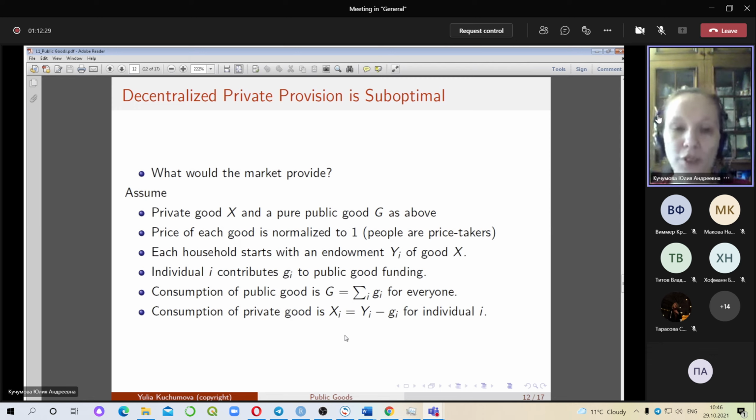So it's important because here there is no social planner who can determine how much of good G is produced. People need somehow to work together to produce the public good. And so what they do, they contribute toward the public good funding some amount that we denote by little gi, and then with whatever money they collected, they buy the public good.